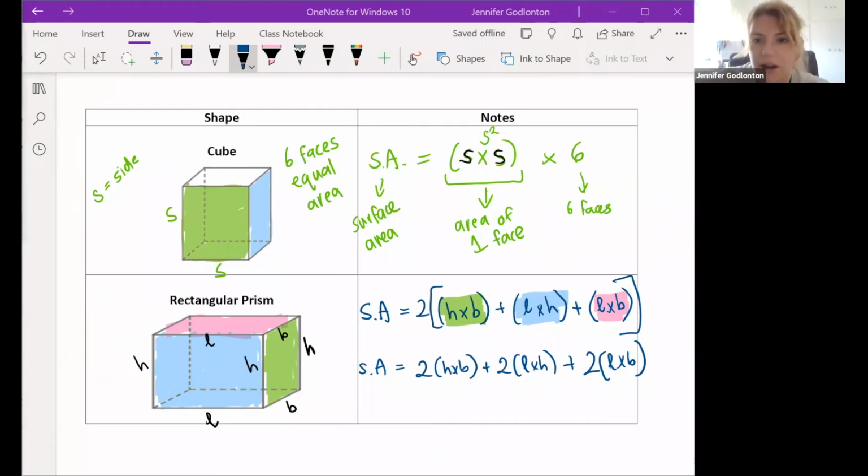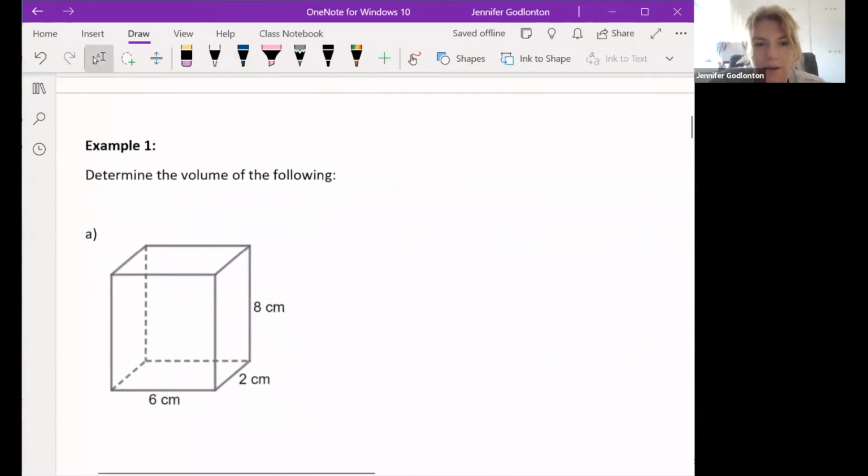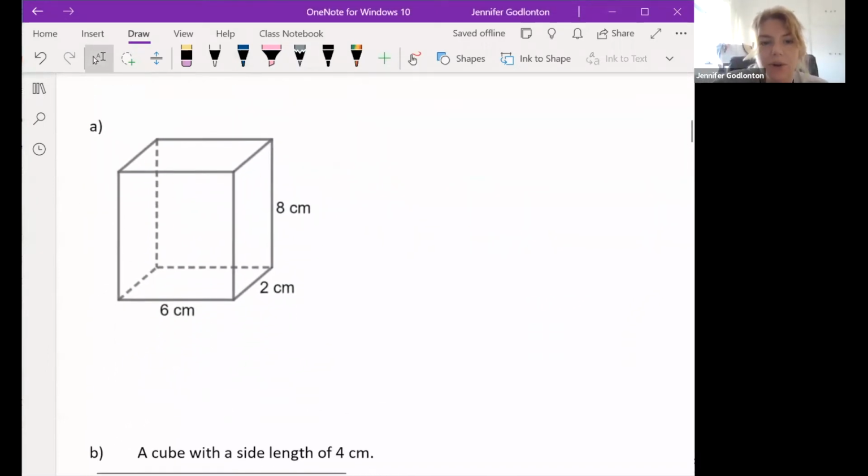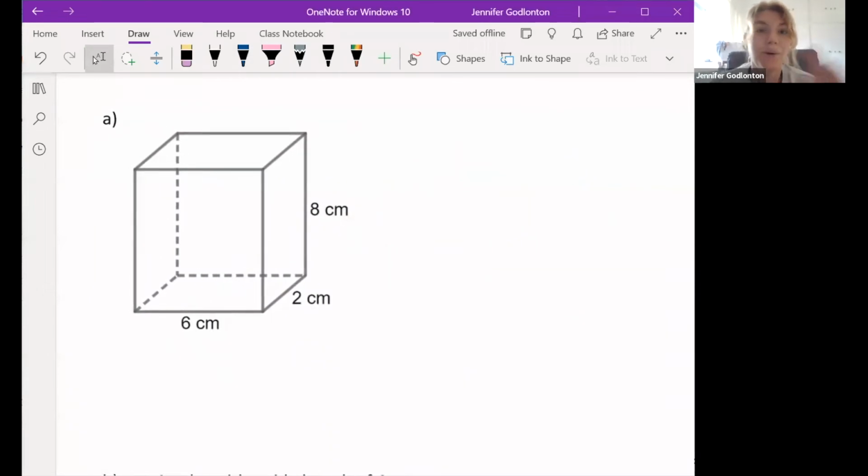Cool. All right, let's try and do some examples. If you would like to take a screenshot of this, please feel free. I'll give you a couple of seconds and then we'll move into some questions. Okay, cool. All right. Oh, I don't want volume of this. Ignore what I've said there. I want the surface area of this rectangular prism.